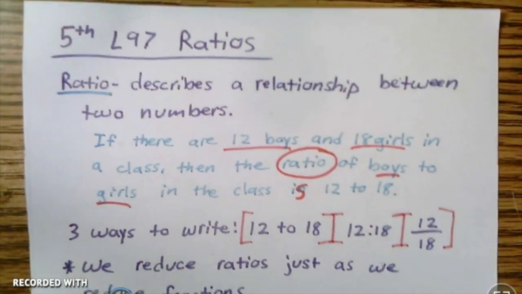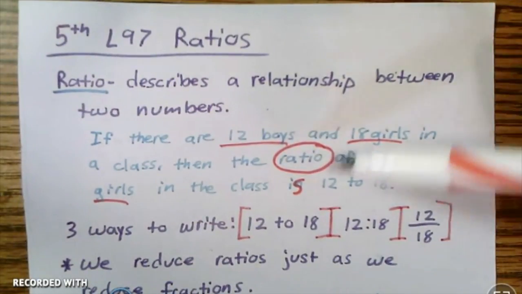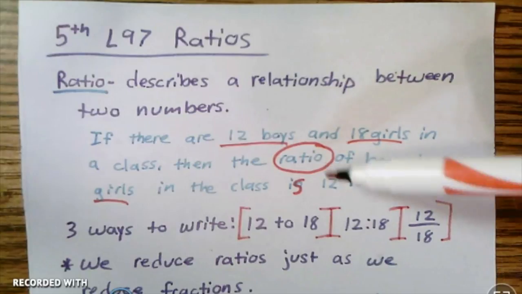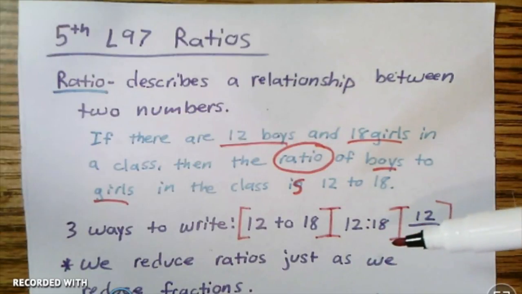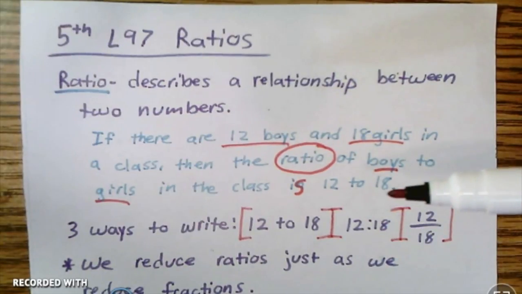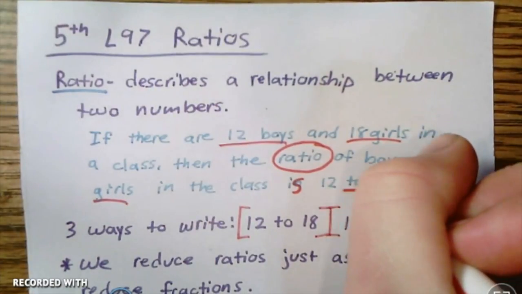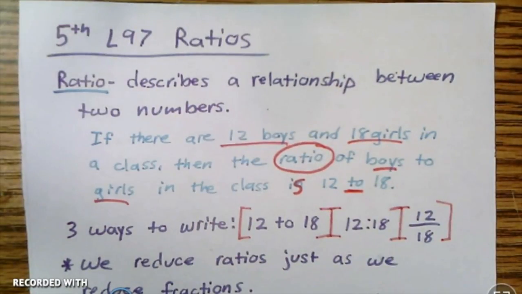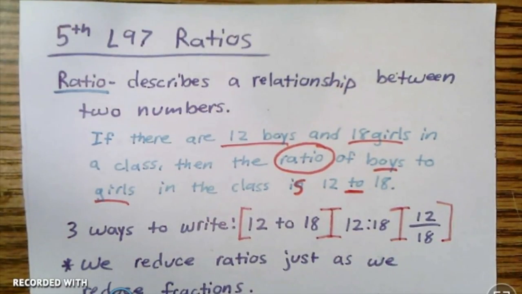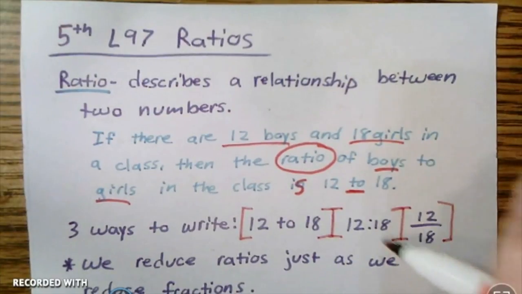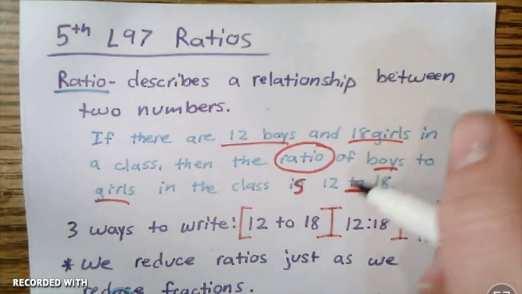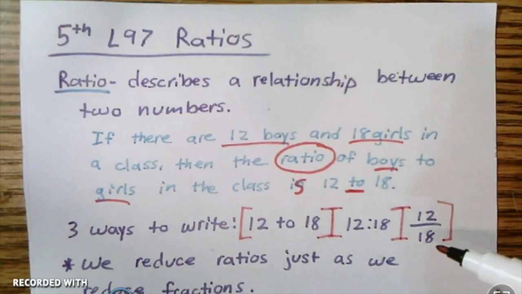So there's a few things to notice about this. A ratio is telling us the relationship between boys and girls in this class. That's why it's called the ratio. It has this little word "to" in between the two numbers. That's how you know it's a ratio. And I'm going to show you 3 ways to write a ratio. We always read it with this word "to" in between the two numbers.